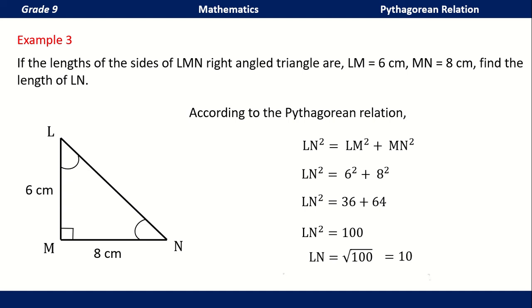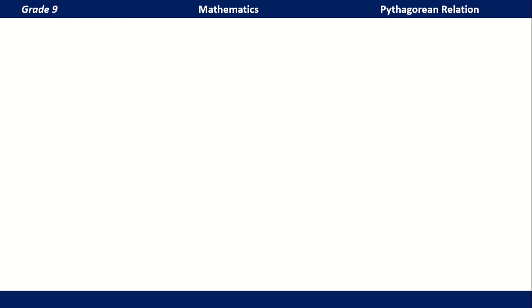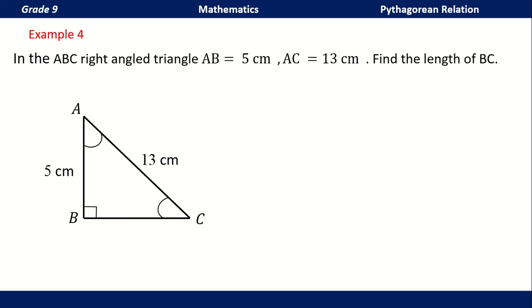So now you can write your answer. The length of the side Ln is 10 centimeters. Okay, there's another example. You are given another right angle triangle with hypotenuse 13 centimeters and one side 5 centimeters. You are asked to find the length of BC.